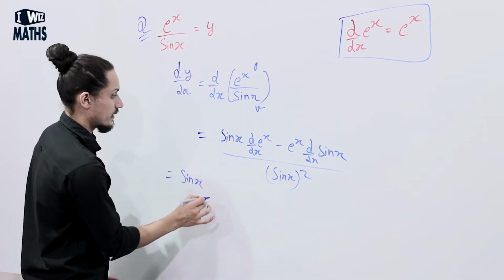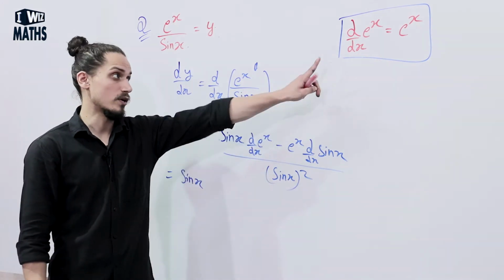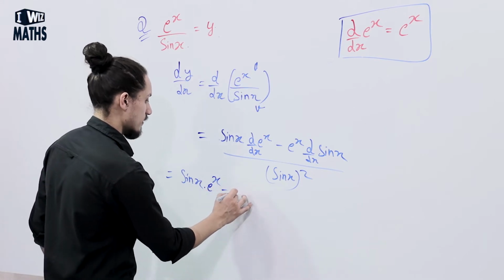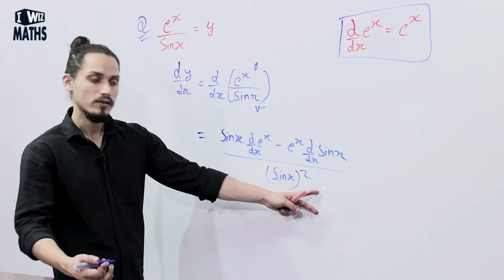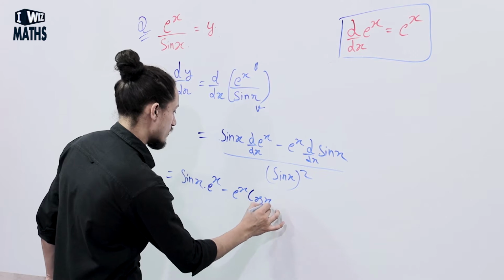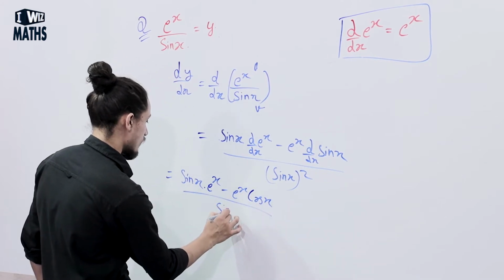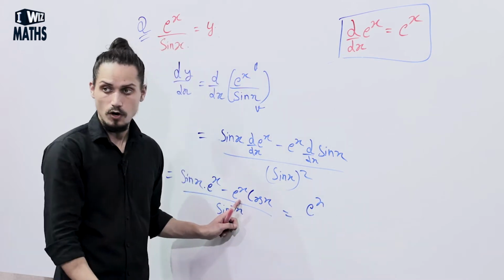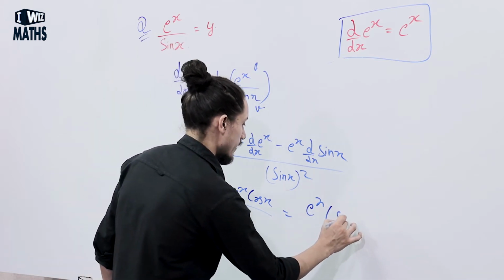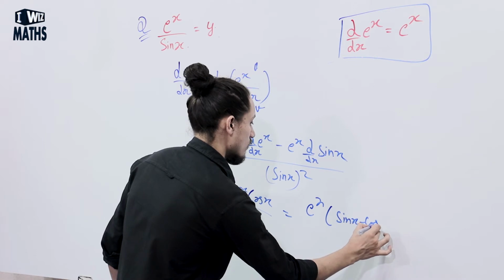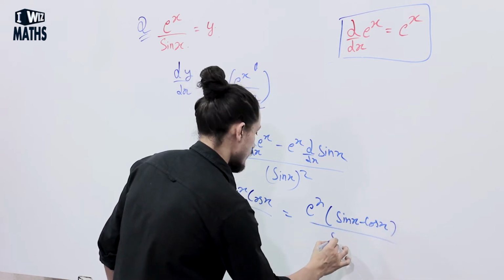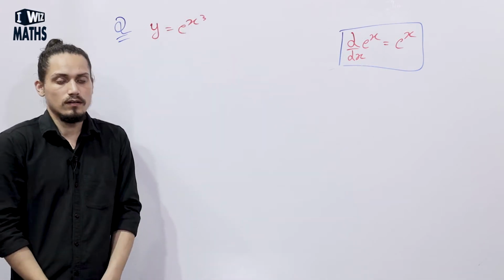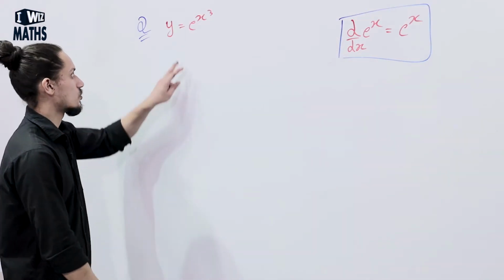sin x, derivative of natural exponent is equal to natural exponent. So sin x into e^x minus e^x into derivative of sin x, which is cos x, divided by sin square x, which is equal to e^x, common in both, so e^x into sin x minus cos x divided by sin square x, and hence the result.